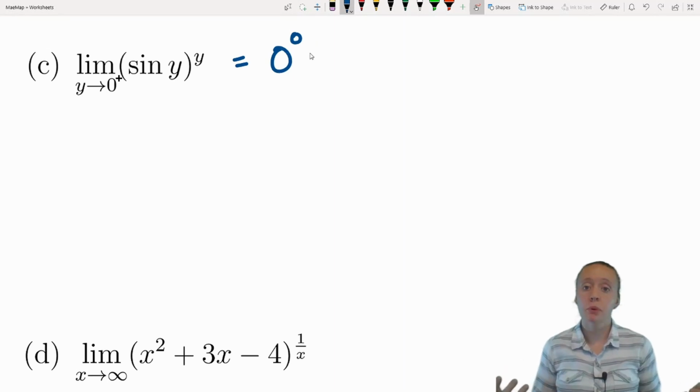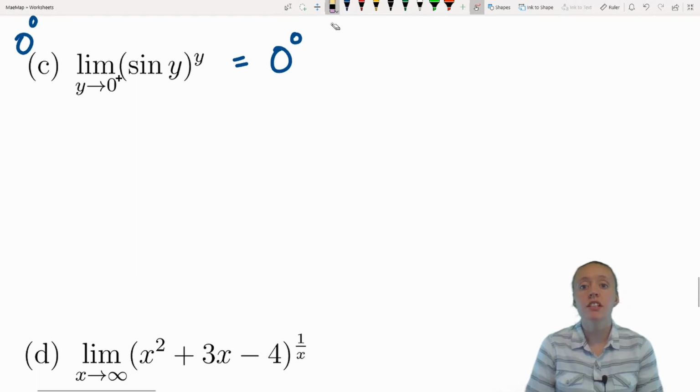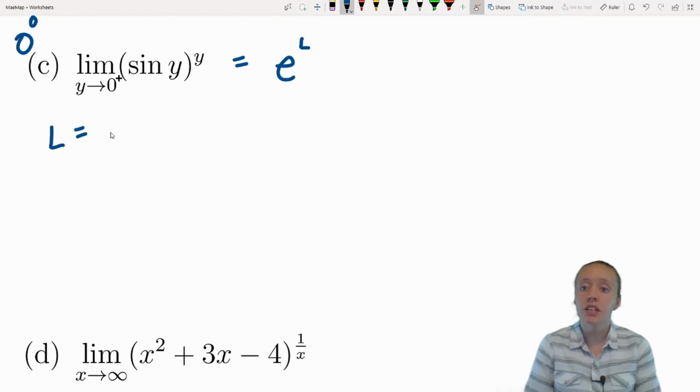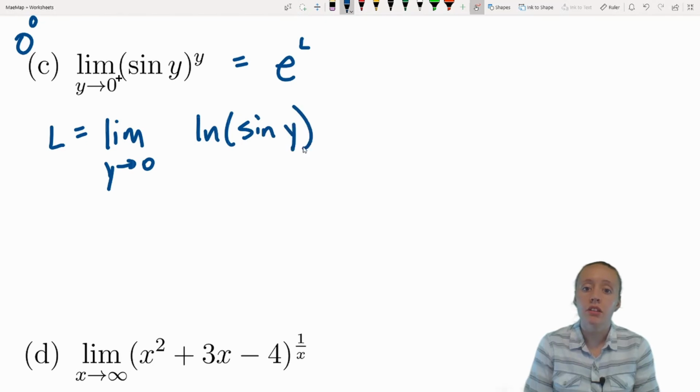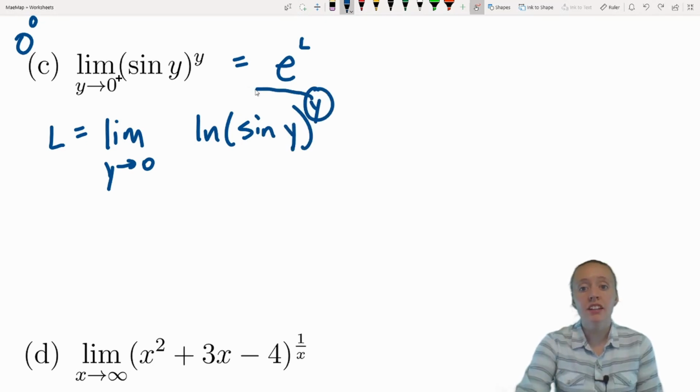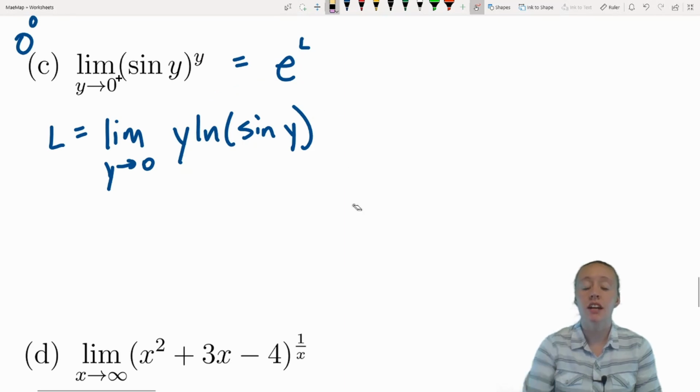And that exponent is giving us issues, so let's bring it down in front. The way we do that is by taking the ln. But remember, making a note that this is 0 to the 0, if we take the ln, then our limit is going to be equal to e to the L, because L is going to equal the limit as y approaches 0 of the ln of sine of y raised to the y, which, taking the ln of that function, allows me to bring my y down in front. So I'm going to have y times the ln of sine of y.